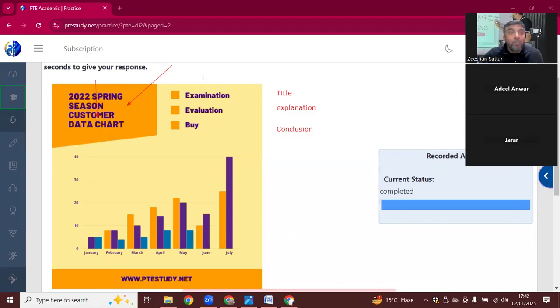And then the picture explains information relating to examination, evaluation, and buy. On the y-axis, values are given which are 0, 10, 20, 30, and 40. 40 is the maximum, 0 is the minimum. The x-axis contains the months like January, February, March, April, May, June, and July. The picture contains multiple color bars: purple, orange, and blue. I can also see www.ptestudy.net. Overall, the picture is very informative.